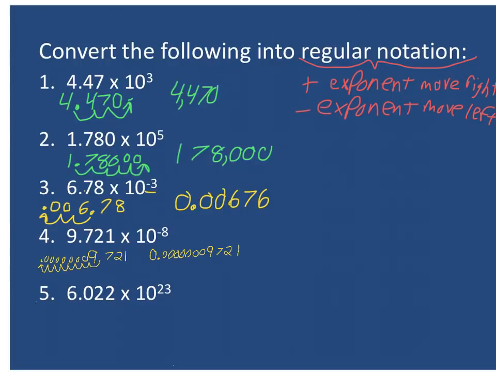Now we're going to get to number 5, which is this big number here that we'll see a lot more this year. All right, this is that really big number I talked about. It's 6.02.